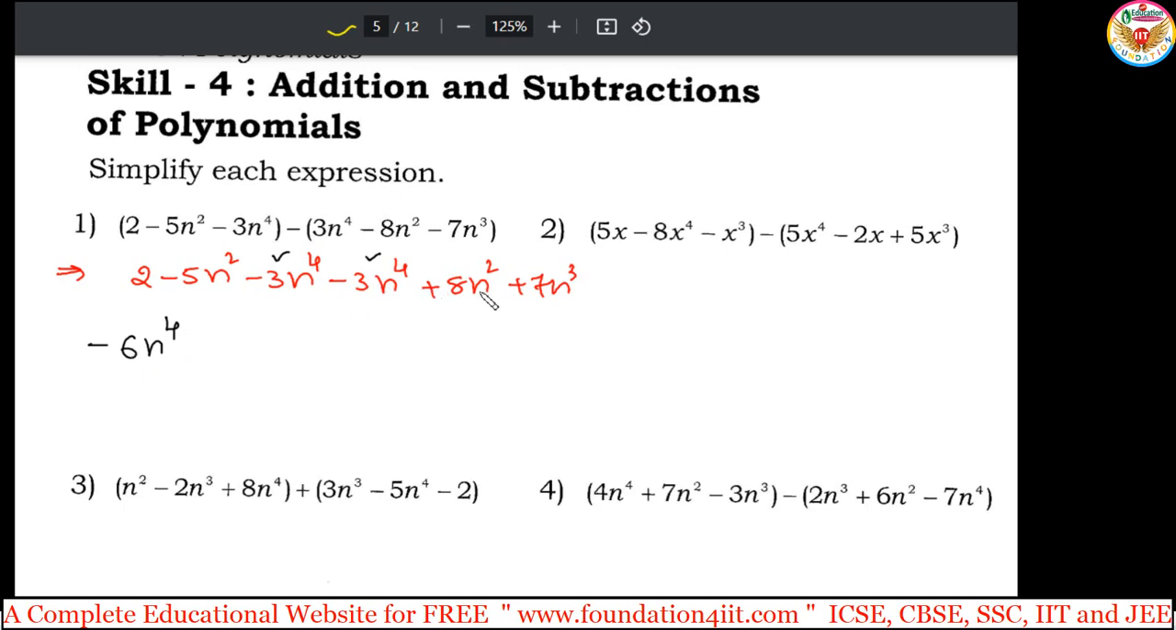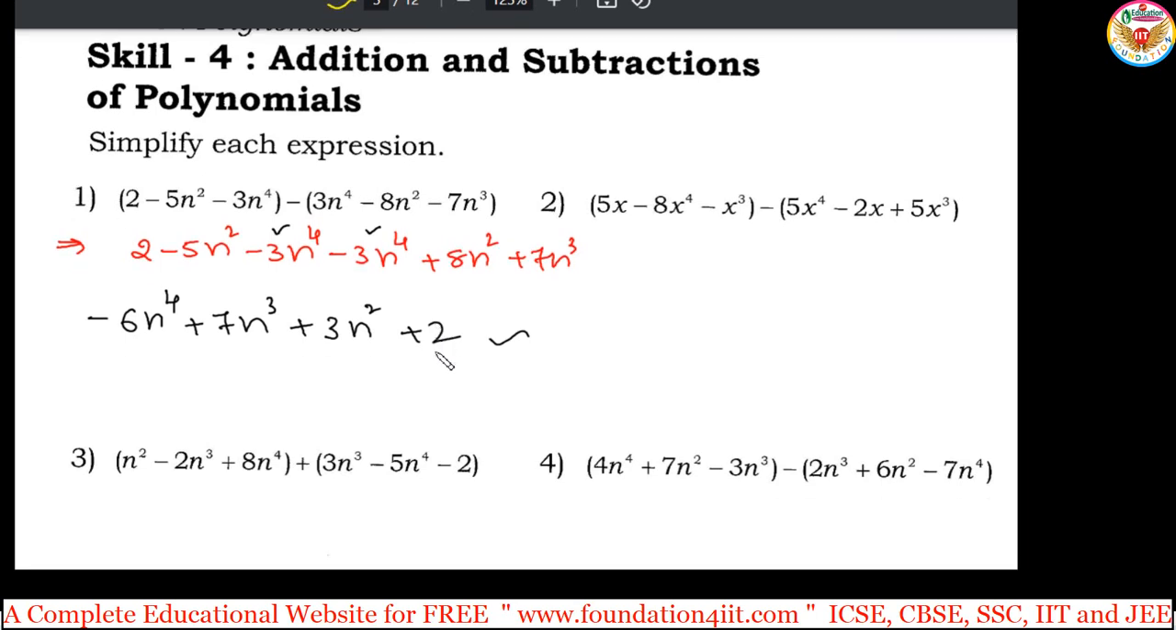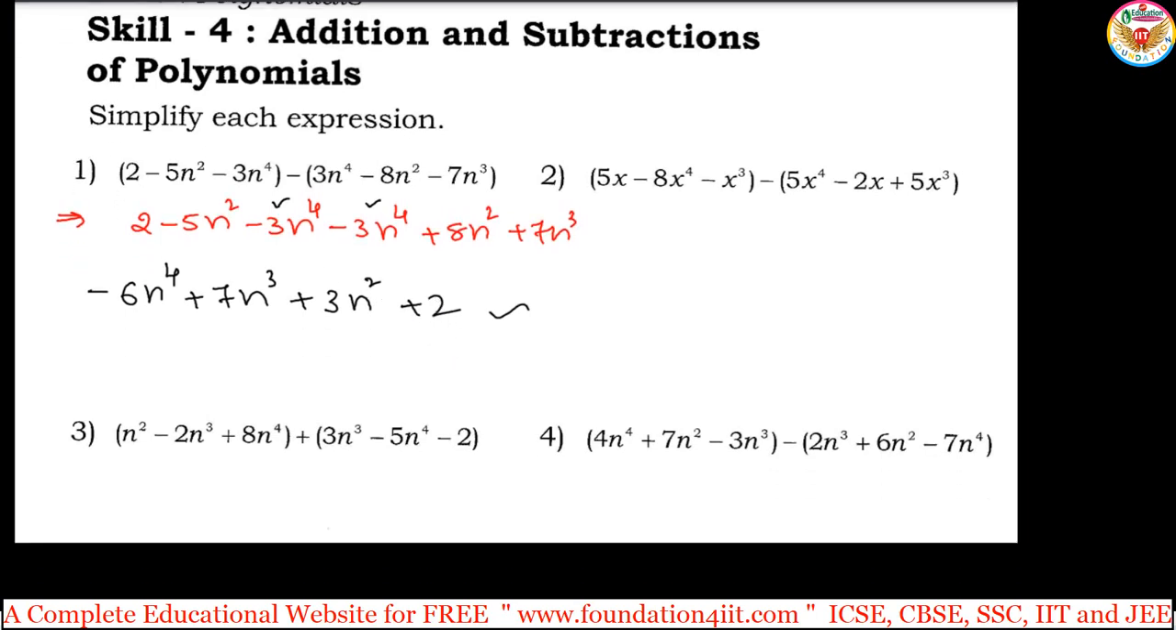Next, n cube is only one term, so 7n cube. Next, n square: minus 5 plus 8. Minus 5 plus 8 is 3. What is the like variable? That is n square. Then plus 2 is remaining. Okay, this is the answer for this. If it is subtraction, we should do it this way. If there is an addition symbol in between, instead of opening the bracket, we can directly simplify.